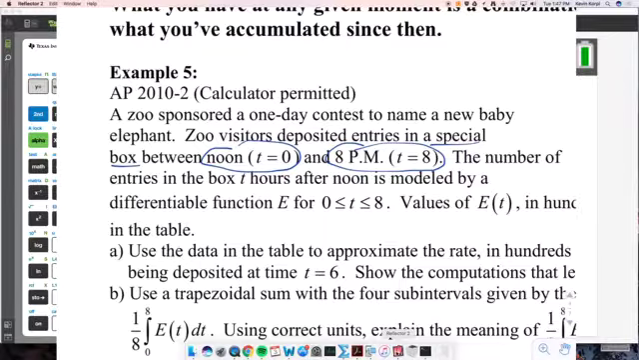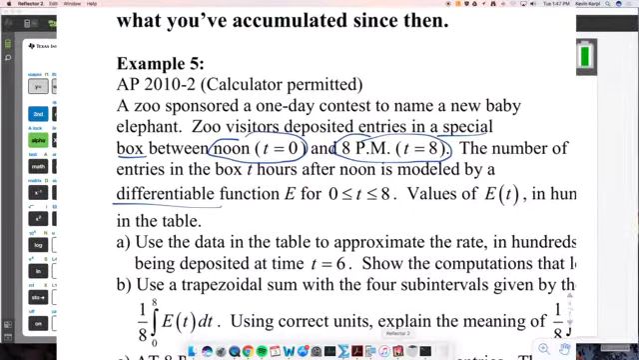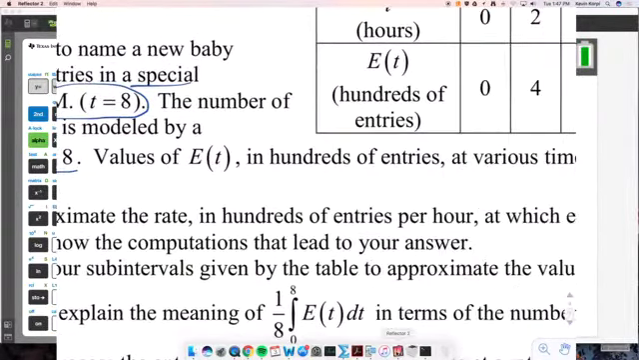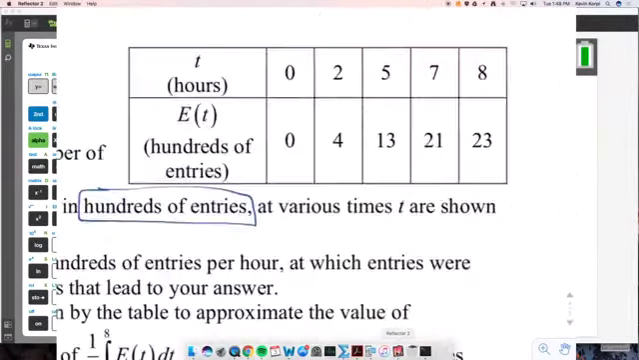The number of entries in the box, t hours after noon, is modeled by a differentiable, and therefore continuous, function E from 0 to 8. Values of E(t) are in hundreds of entries. So this is the first thing that threw some people off. The units are not entries, but hundreds of entries, at various times shown in the table.